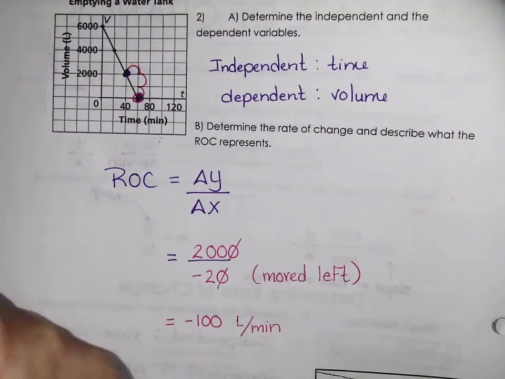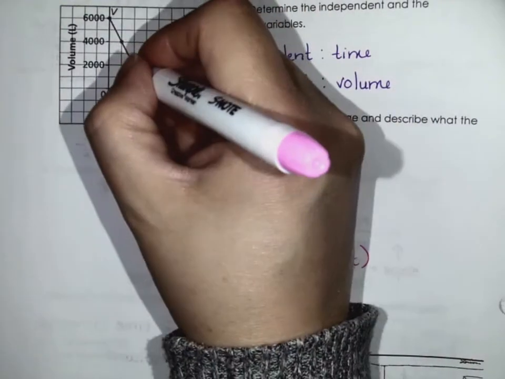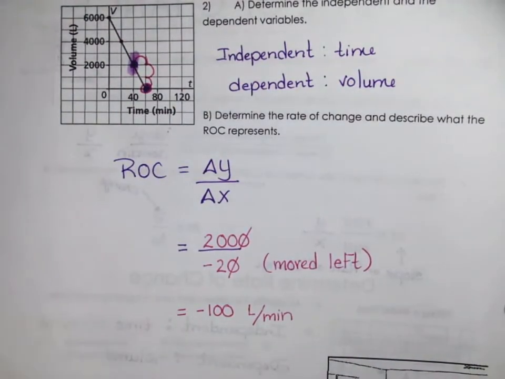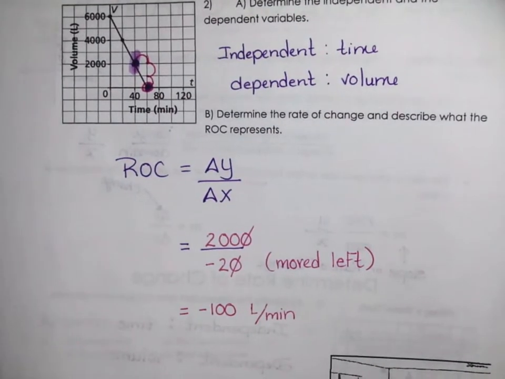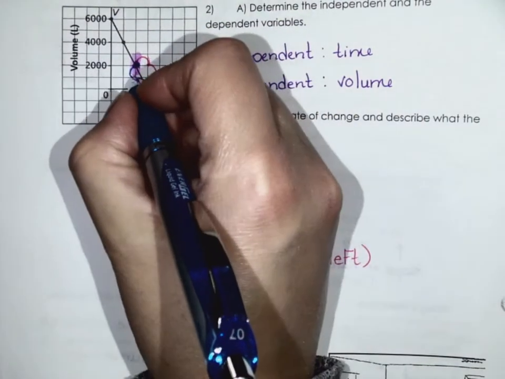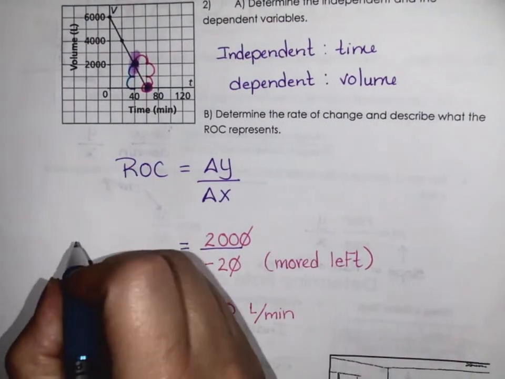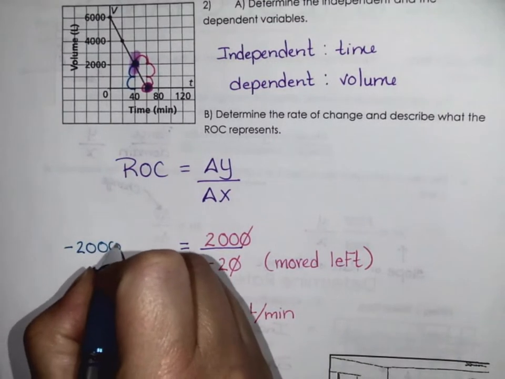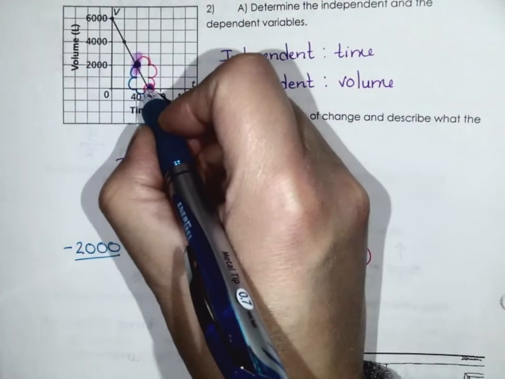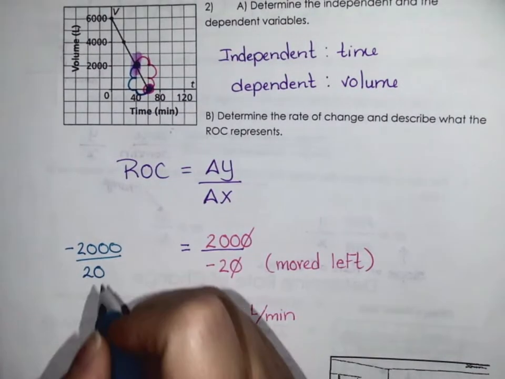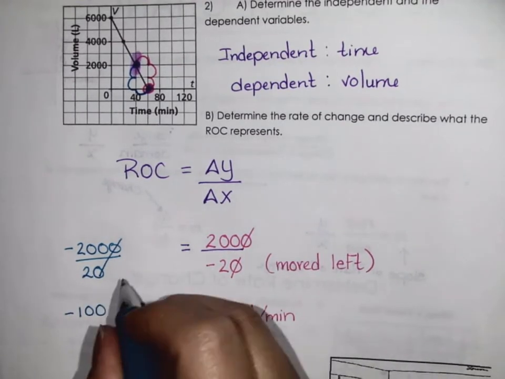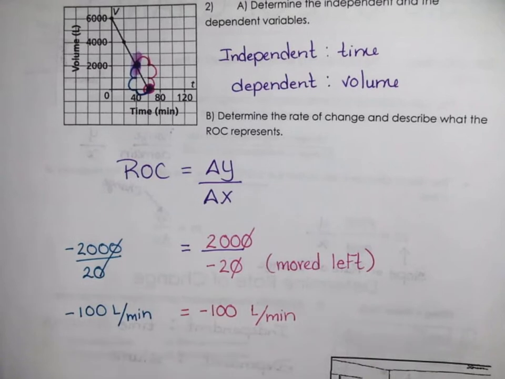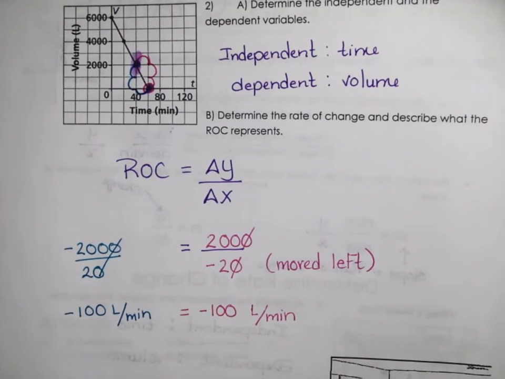So Rahat, if we pick this one as my first dot, I'm running out of colors here. I'm going now down 2,000. So if I go down, that's a negative 2,000. And I'm moving to the right 20. So that's a positive 20. Negative 100. And I still get the negative 100 liters per minute.